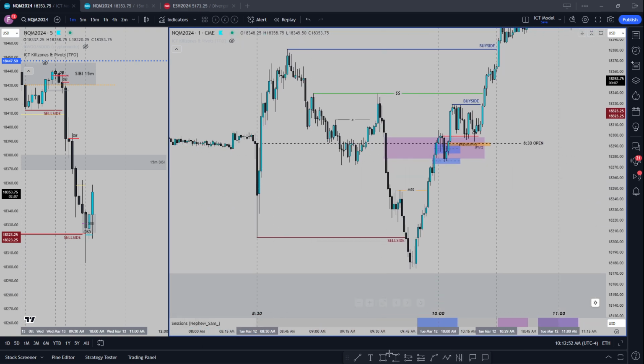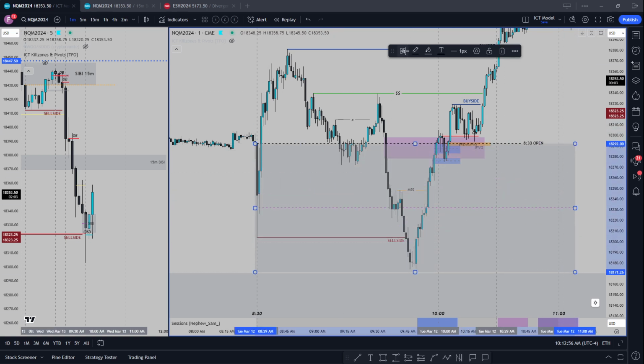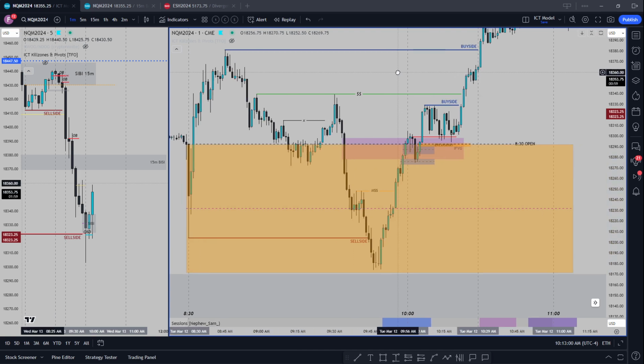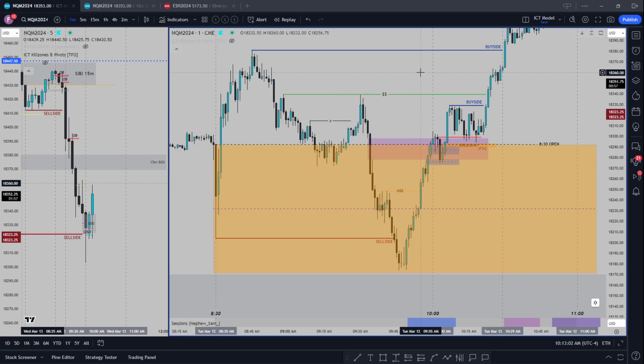Here's your 8:30 open. You can draw a box around it if you want to. Below here, you're looking for your 2022 model to form within this range. You're looking for a run on stops, trade into a fair value gap, either one, run on stops or a fair value gap fill. Then a market structure shift, breaker, fair value gap entry.